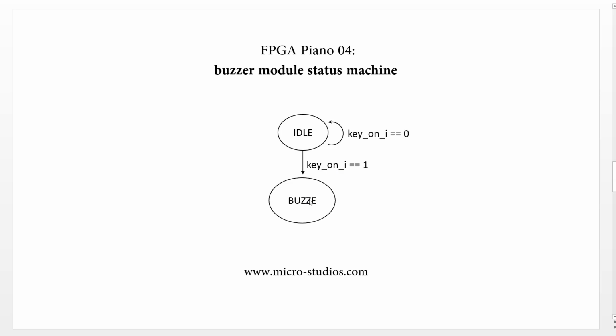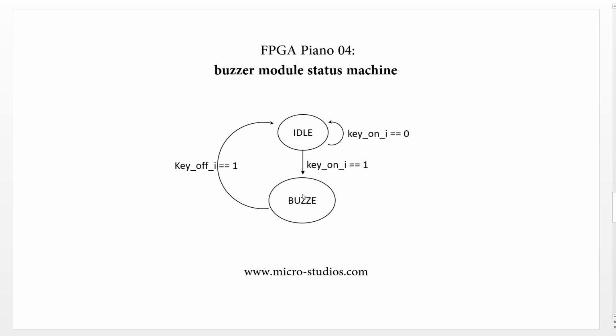When we are in the buzzer state, we will make the buzzer buzz according to the different key. When the key off signal equals 1, it means the key has been released, so we go back to the idle state, waiting for the key on signal.